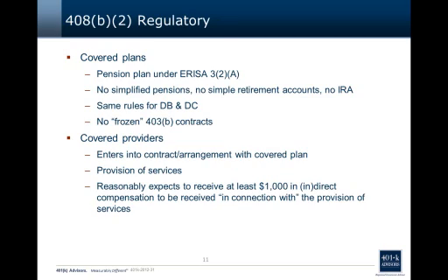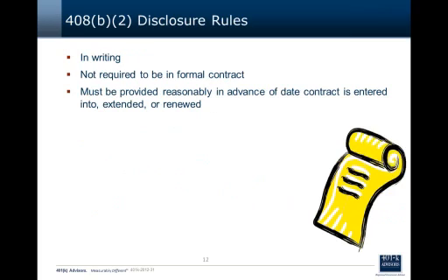So who are the covered providers? The covered providers are those that enter into a contract arrangement with the covered plan, so we talked about who they might be. They provide services, and the regulations require anybody that receives compensation of at least $1,000 in direct compensation in connection with the provision of services to provide disclosure documentation to the plan sponsor.